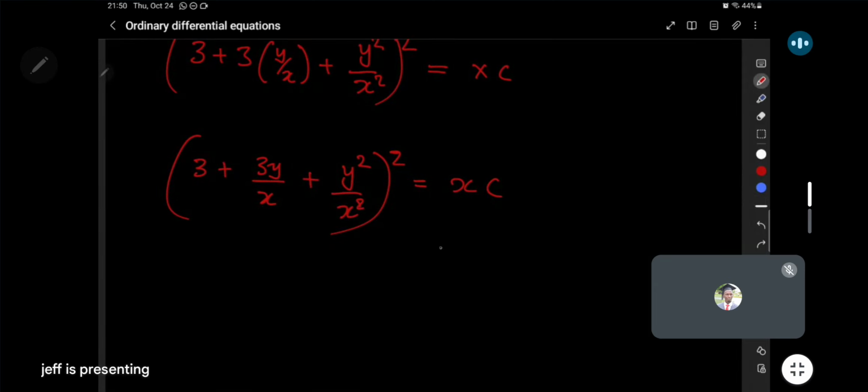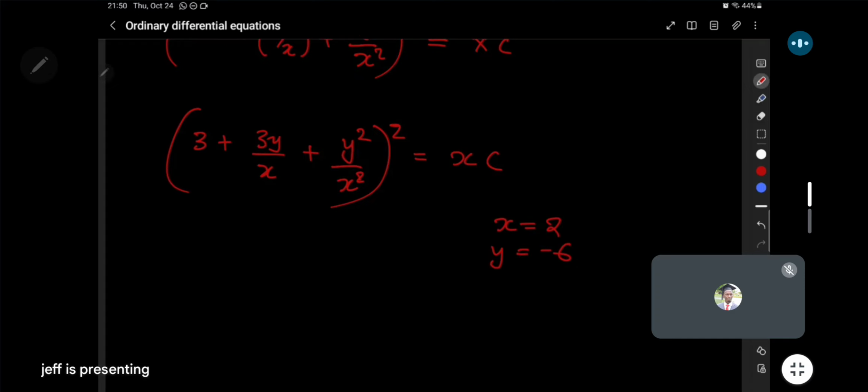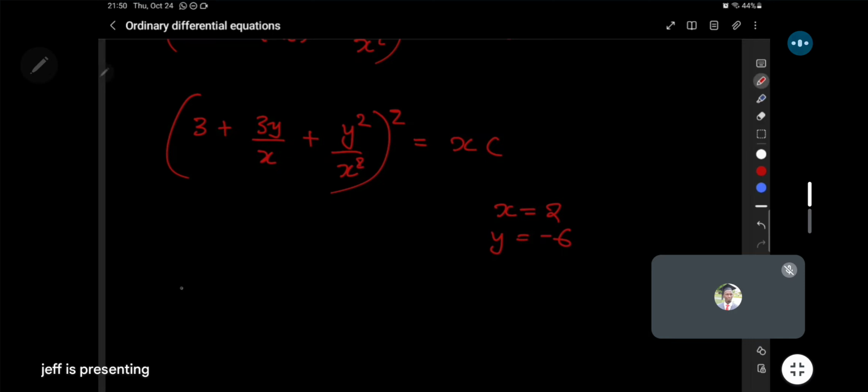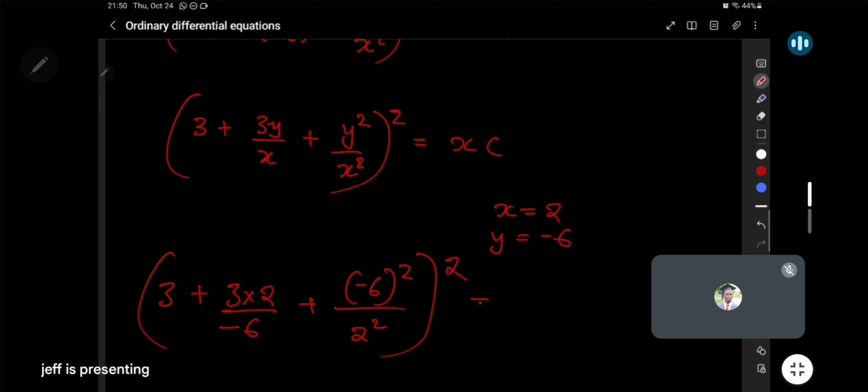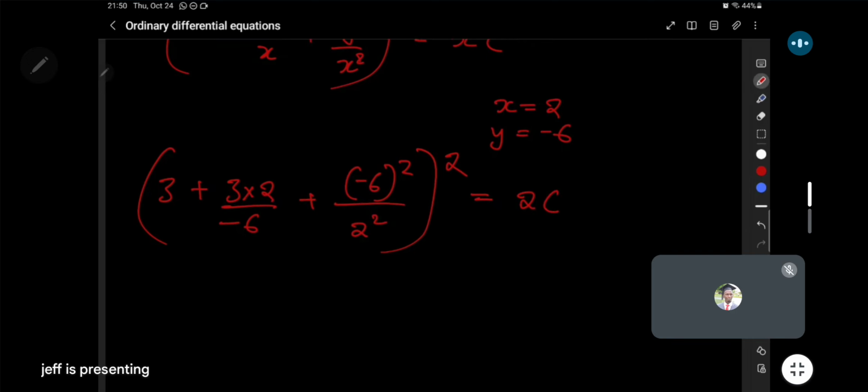So based on that, since they have told us that when x is 2, y is minus 6, where there is x, we'll put 2. Where there's y, we'll put minus 6. Then I have minus 6 being squared over 2 being squared, and everything here being squared. On the right side, we have just 2 multiplying c. We see that only c here is the unknown, so finding it really shouldn't be a problem.